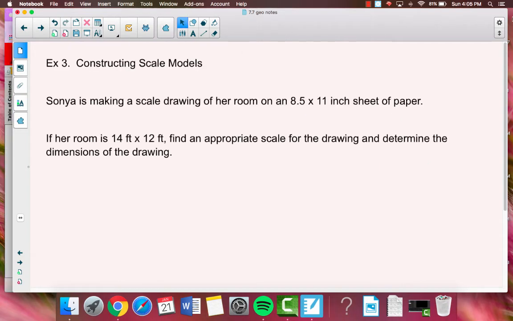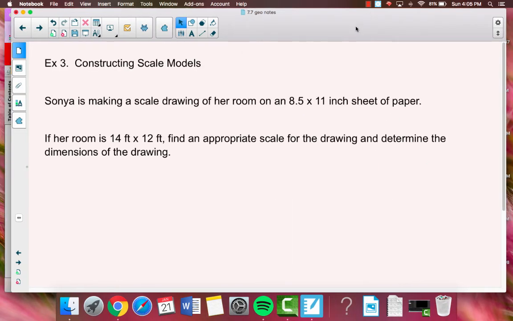Now this last example that we're going to go through is going to be one that will be very useful on your model project that you're going to do in class. So this example says Sonia is making a scale drawing of her room on an 8.5 by 11 inch sheet of paper, and the actual room she's drawing is 14 feet by 12 feet, and they need her to come up with a scale for her drawing and then determine what the dimensions of her drawing would be once she's ready to actually start creating it on her paper.